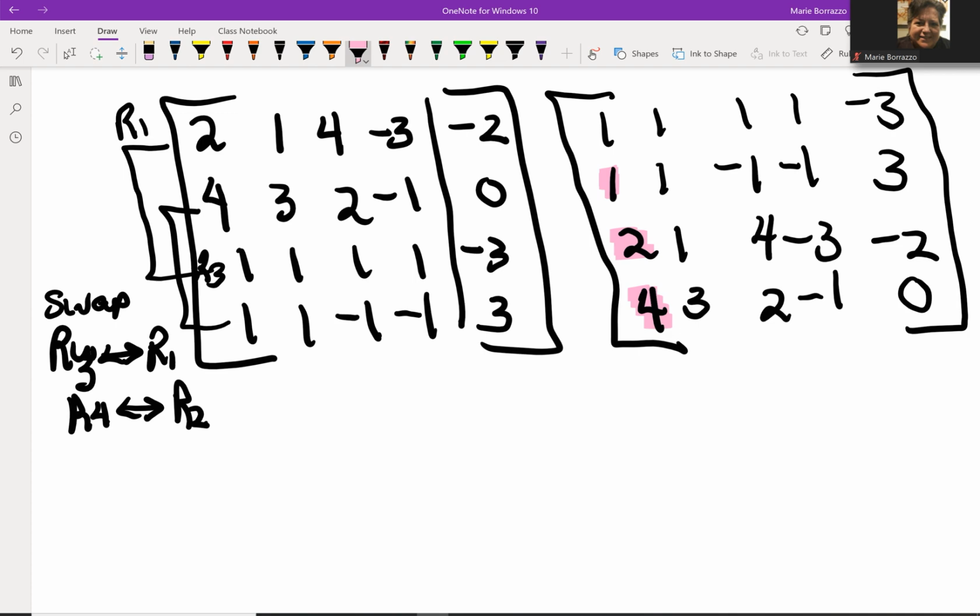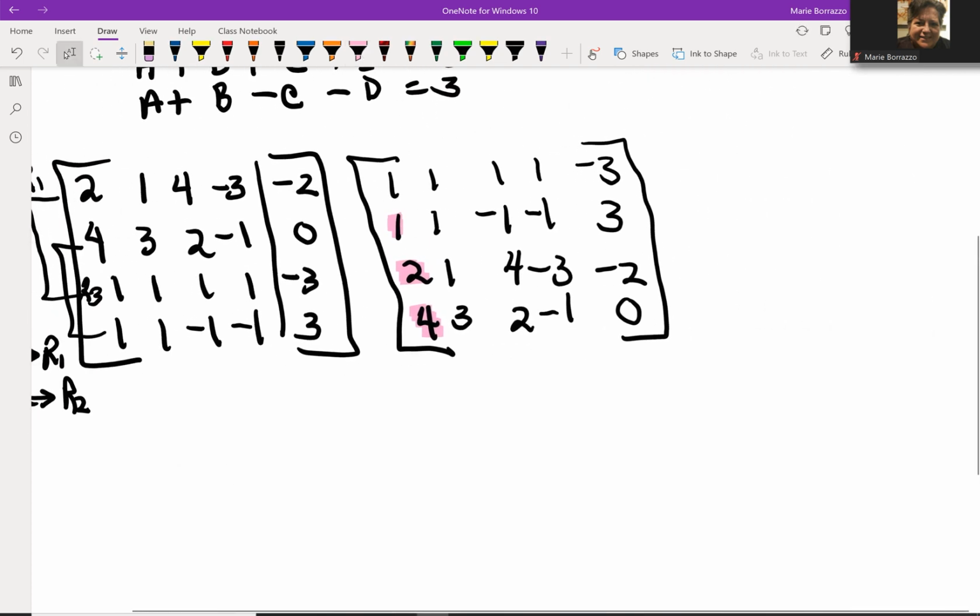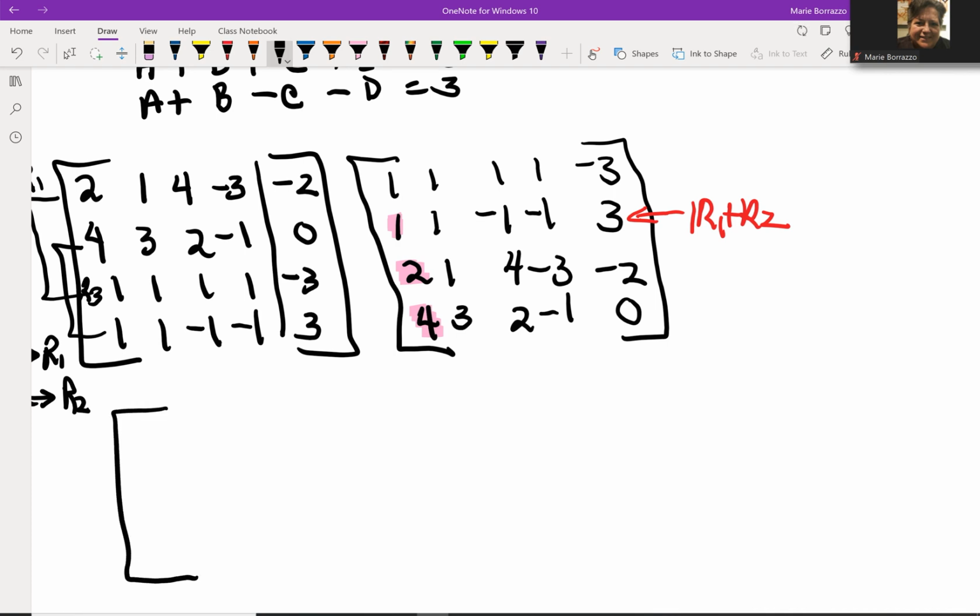Okay, so to make the second row a 0, I'm thinking, what if I multiply the first row by negative 1? And so this is negative 1 R1 plus R2. When I do that, let's do the math here. Hopefully no mistakes. It's very easy to make silly mistakes. Actually, I'm not even going to write that.